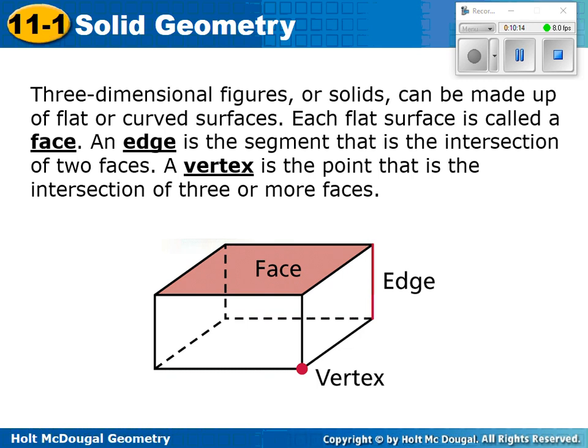Questions? Okay. Vertex or vertices plural are going to be the points where those edges intersect. So if we look at our shape, how many vertices will this shape or this shape have? 8. It's going to have 4 on the top, but then it's also going to have 4 on the bottom. So 8 vertices, 12 edges, and 6 faces. Are we all good with what is a face, vertex, and an edge?